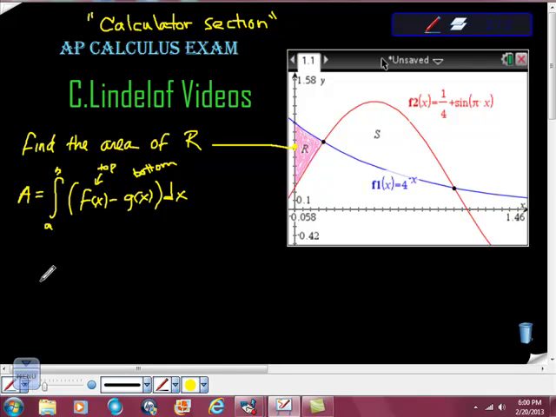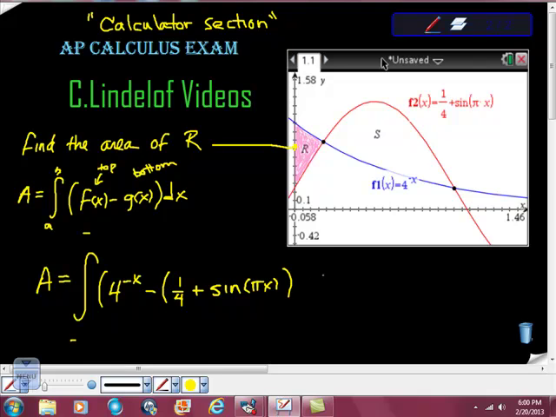So I'm going to just start with this, that the area here, I'm writing now to my AP reader, and I have to fill in these blanks here, so I'm telling you I'm coming back to this, is the area is 4 to the negative x minus, and the bottom function in this case, because this is underneath, is 1/4 plus sine of pi x. Now I need to do a couple of things.